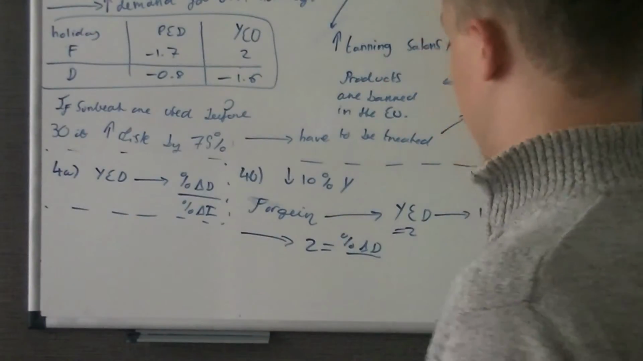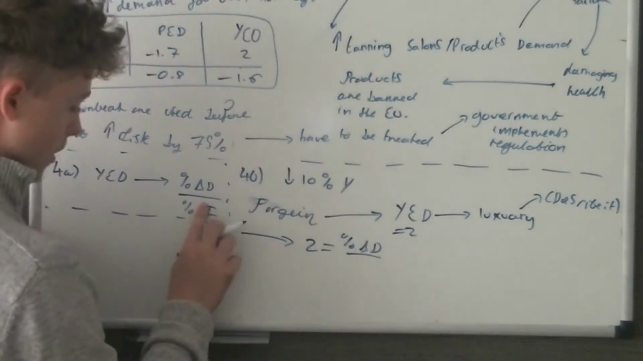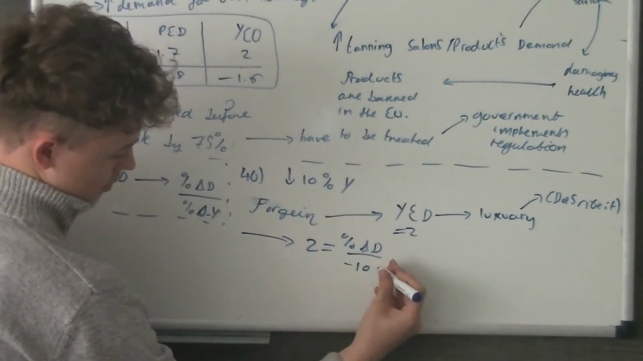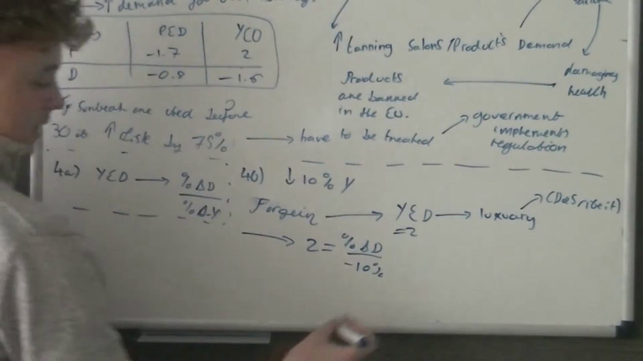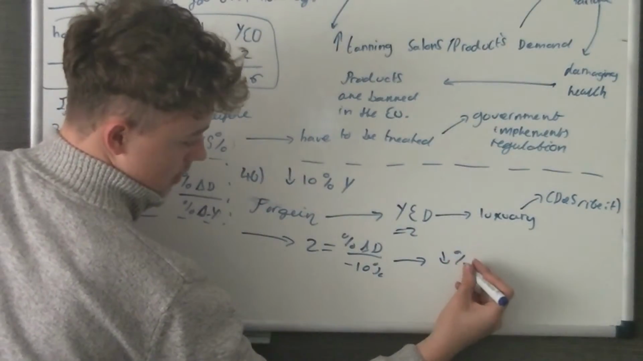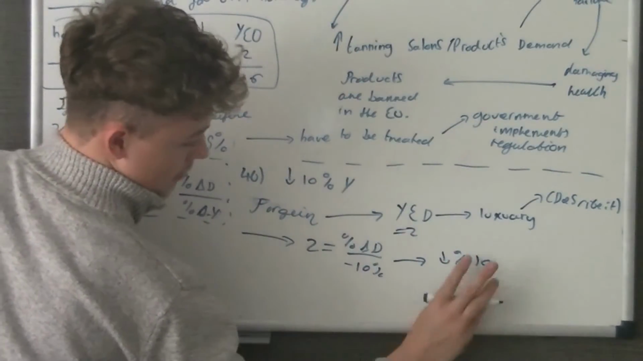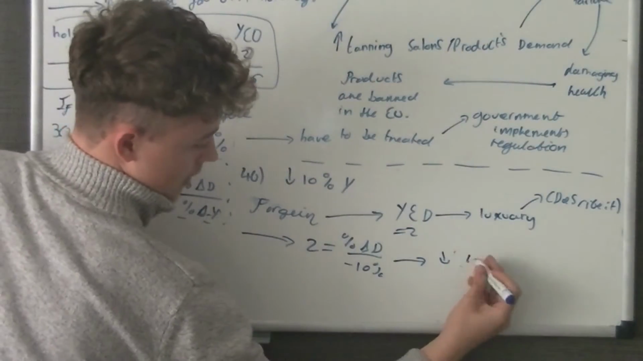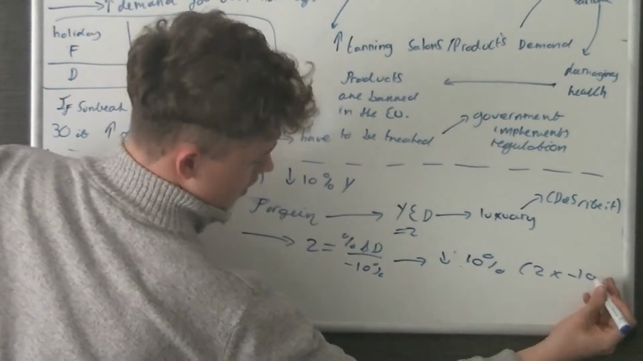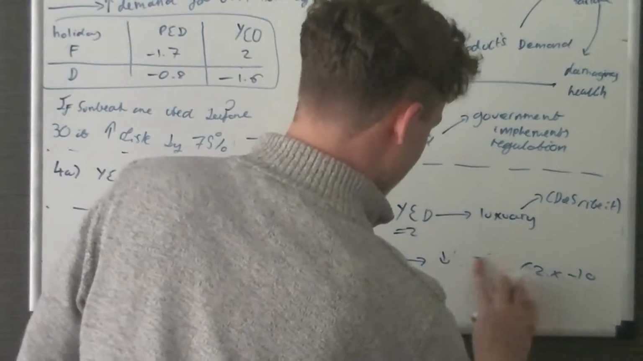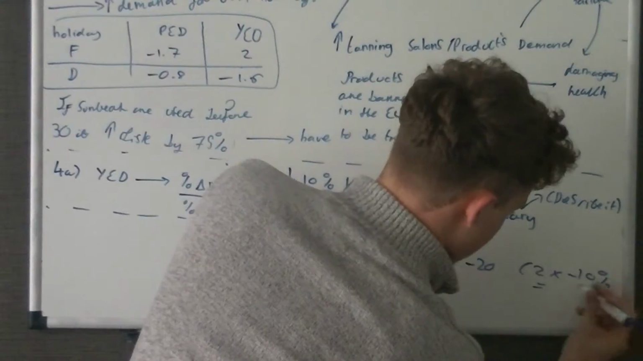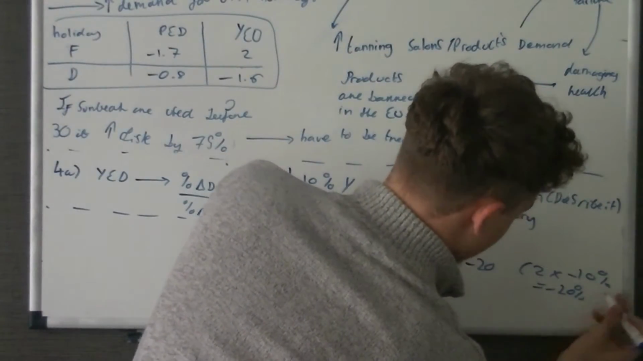So, we know the percentage change in income is a 10% reduction, and that should be a Y, by the way, percentage change in income. So it's minus 10%. Positive times a minus is a minus, so that means demand is going to fall by 10%, so that should be the other way around actually. And this is because 2 times negative 10% equals negative 20%. So that means demand is going to fall by 20%.